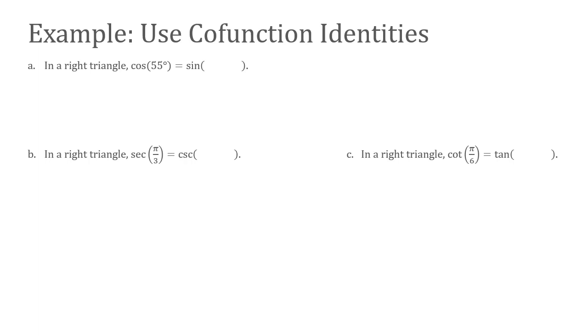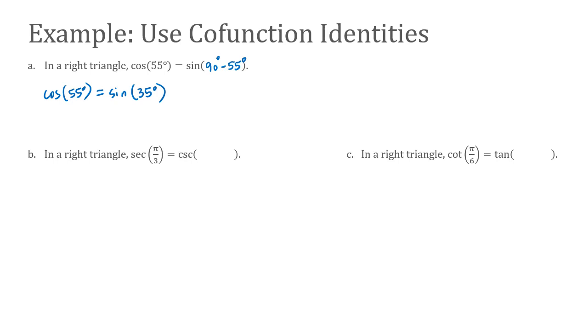Let's look at an example. In a right triangle, the cosine of 55 degrees is equal to the sine of what? So we know that sine and cosine are cofunctions. So the cosine of 55 degrees is going to equal the sine of 90 degrees minus 55 degrees. And we can take that one step further. Let me just write this down below. So the cosine of 55 degrees is equal to the sine of, let's see, what's 90 degrees minus 55 degrees? I think that ends up being 35 degrees.